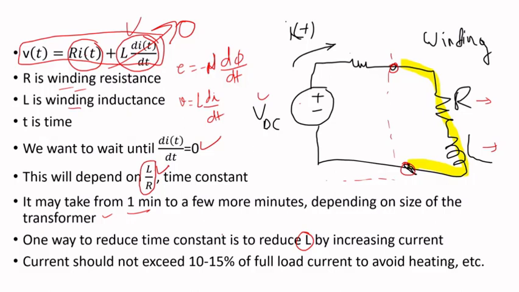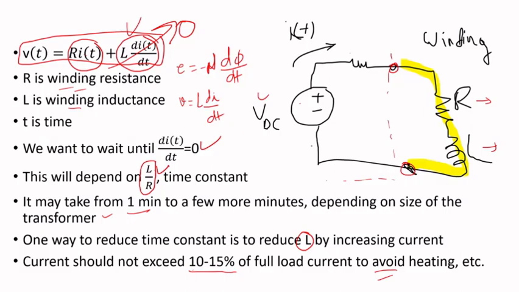However, by industry practice, you should not exceed 10 to 15% of the full load current of the winding that you're energizing, or any winding. Basically, you have to be mindful of that, because you could overheat the windings and cause damage to the windings, if that's sustained for too long.